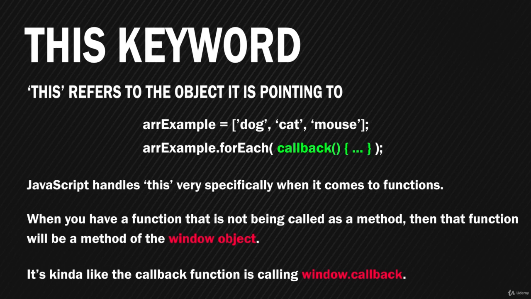Okay, so that's at a very high level what's going on in the background. But the question you're probably asking now is, okay, cool, I understand, but how do we fix the problem? How do we define what this should refer to? What about if I wanted this to refer to my array, not the window object? And as it turns out, there's a very simple solution to that. Let's check it out.